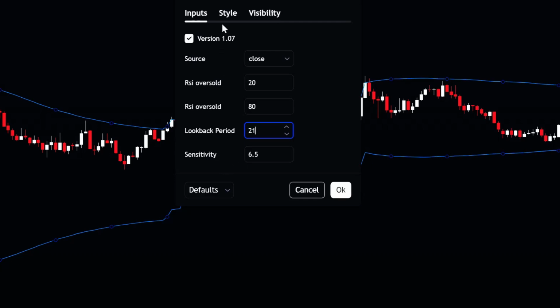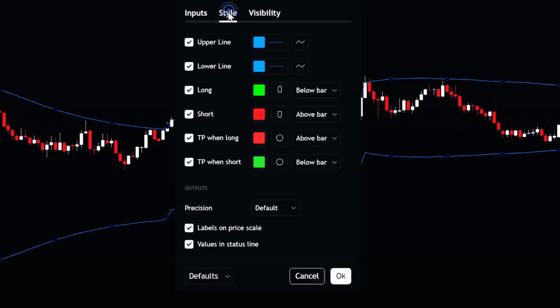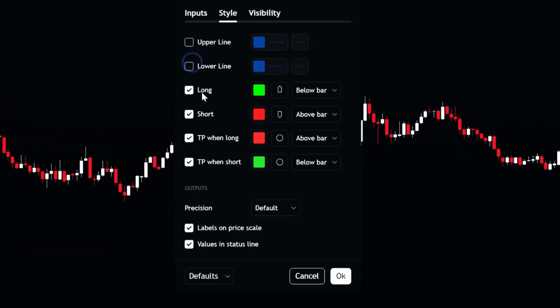Next, let's hop on over to the style section. We're going to uncheck the upper line option and the lower line option. But we're going to leave the long and short options checked. These are important for what we're doing here. Now, let's keep going and uncheck the TP when long option and the TP when short option too. Boom, you're all done with the settings.